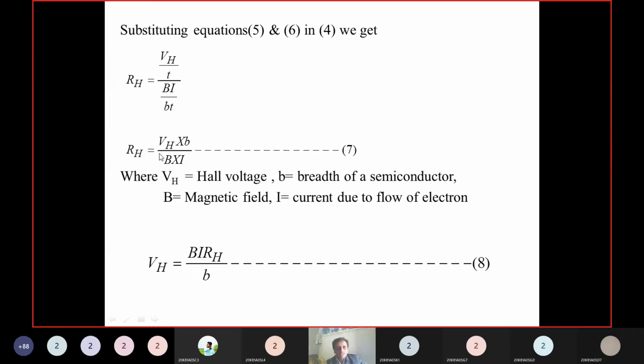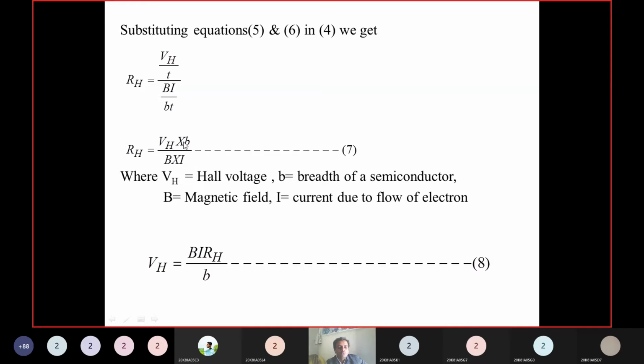If we simplify this equation, we get VH into B by B into I. Let us take this as equation number 7. This is called the Hall coefficient. Experimentally we can calculate the Hall coefficient by using these parameters. VH, the Hall voltage, we can measure by using a voltmeter.